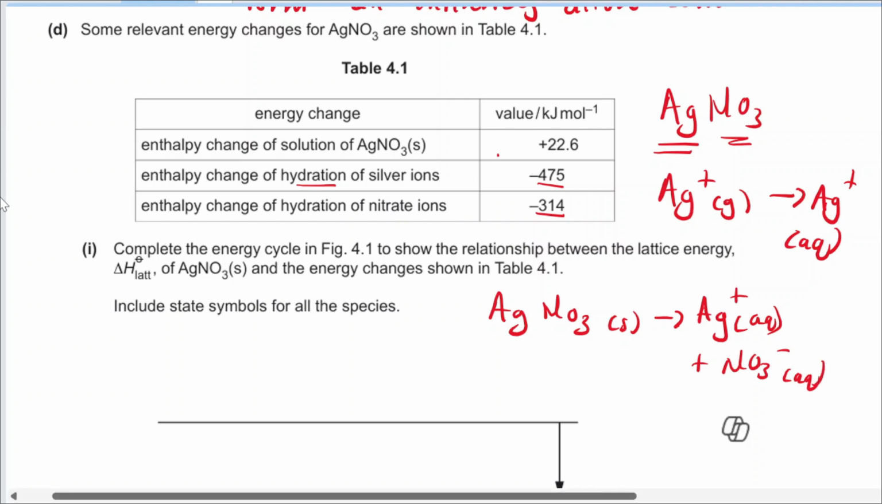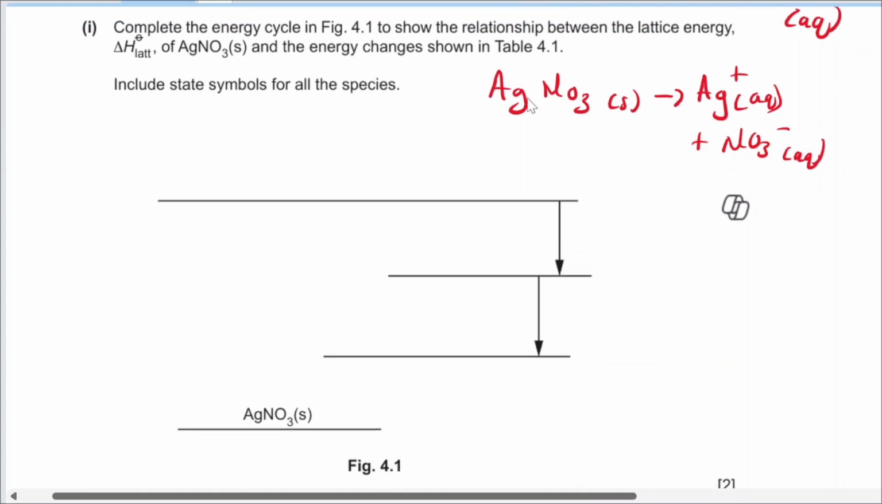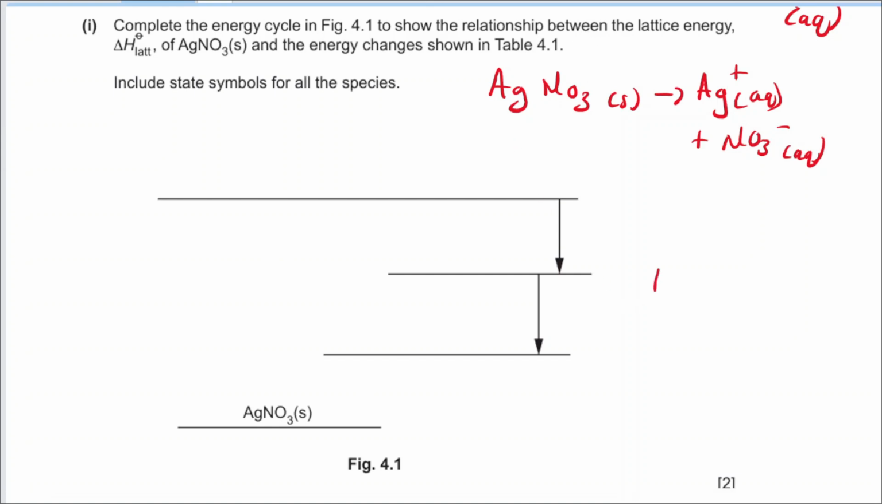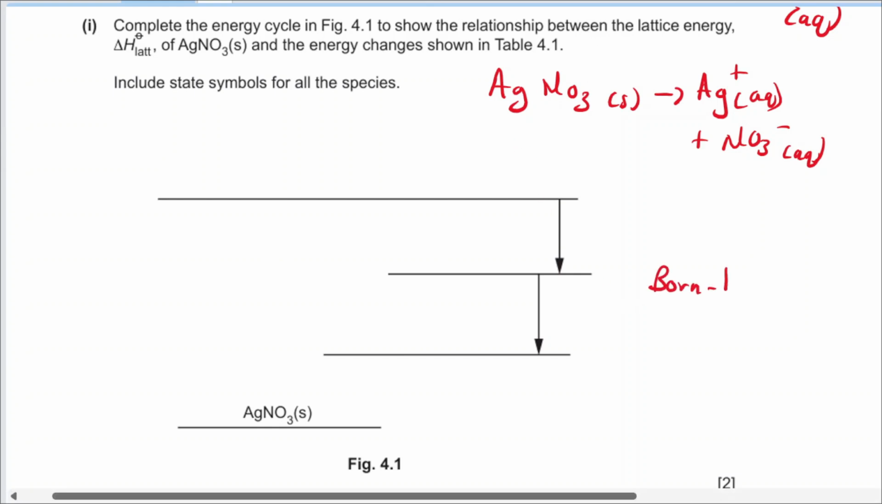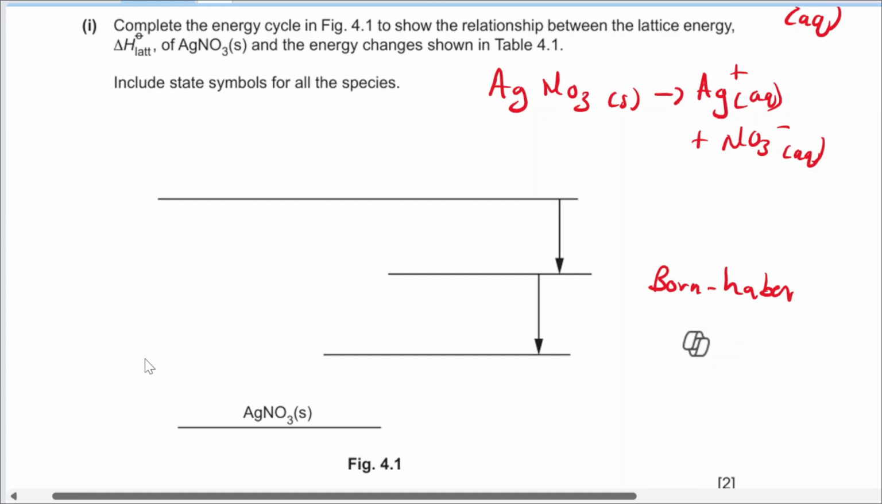Right, now what do they want? Complete the energy cycle in figure 4.1 to show the relationships between the lattice energy and the energy changes shown in table 4.1. So we have to complete this energy cycle. Remember, it's a Born-Haber cycle, right? Which is an energy level diagram. But this time it's kind of different. They have switched the elements around.